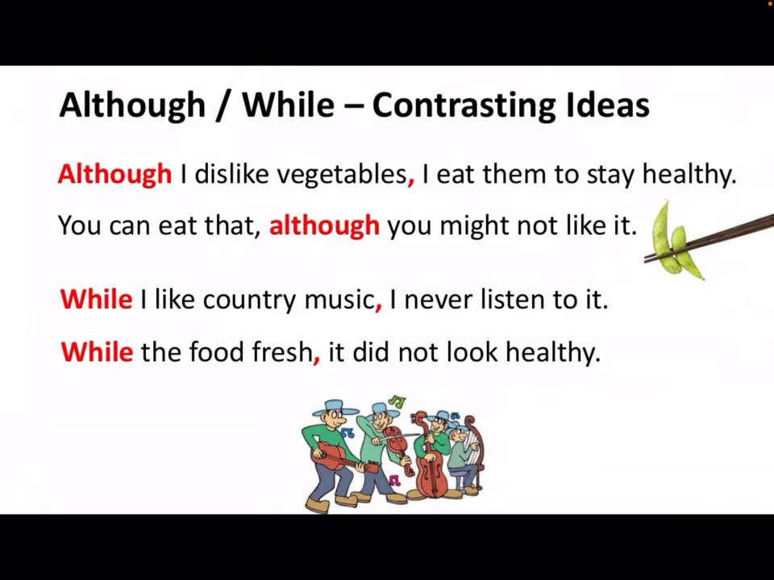Next we have although and while. Although and while also contrast ideas. عم نميز بين فكر وفكر تاني. Although I dislike vegetables, and remember we have to put a comma where we are contrasting two sentences and making it into one. Okay, so what is the whole idea of contrasting conjunctions?